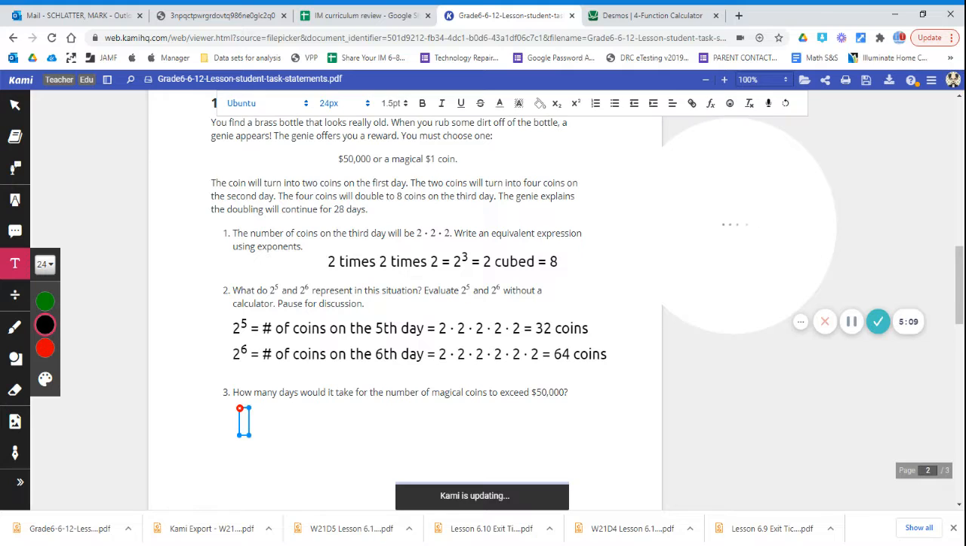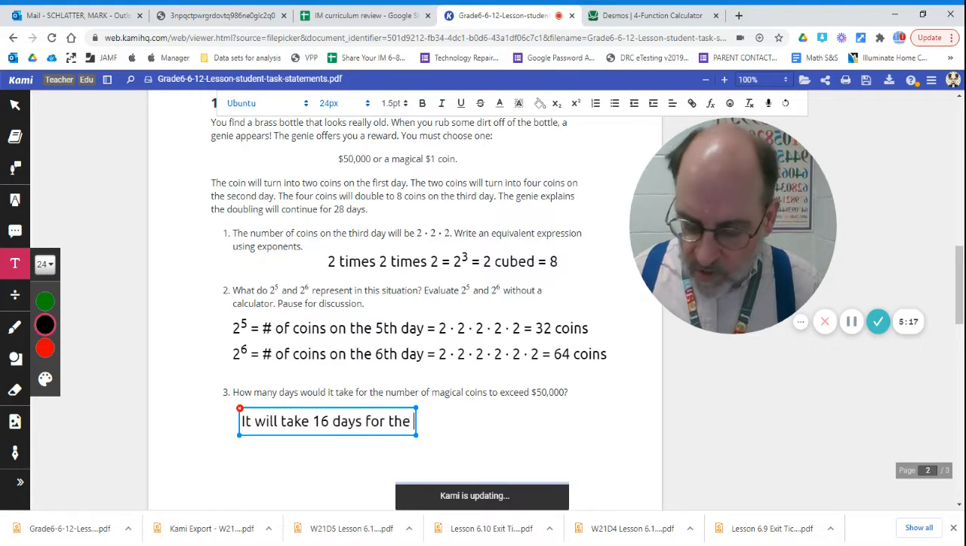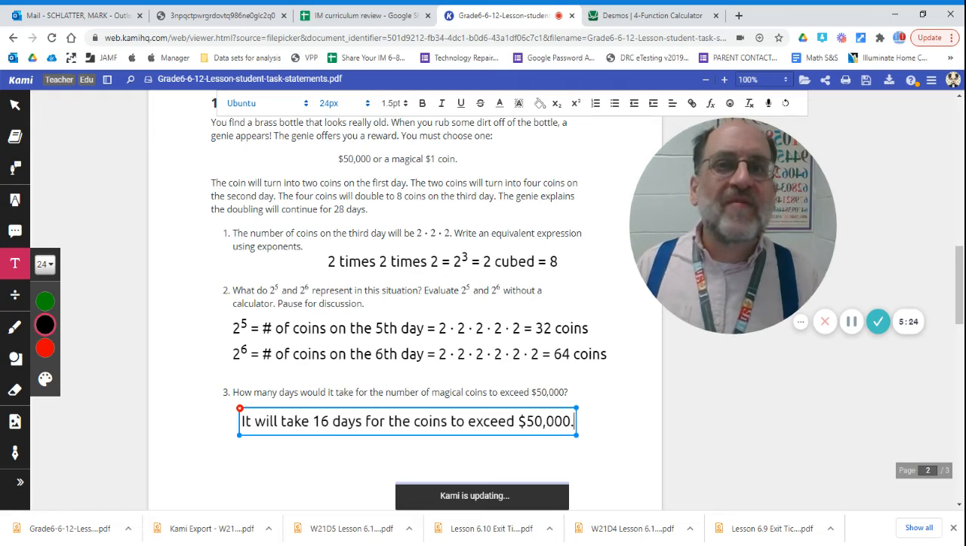So here's my answer. It will take 16 days for the coins to exceed $50,000. So already we've got an answer here. We know it's a better deal to take the magic coin because after only 16 days, you will have over $50,000. So obviously a magical coin beats the $50,000.